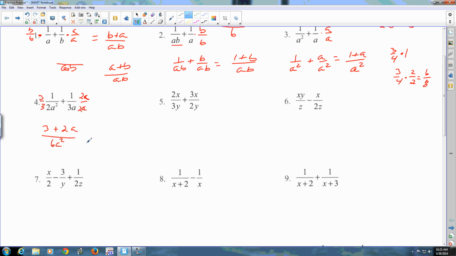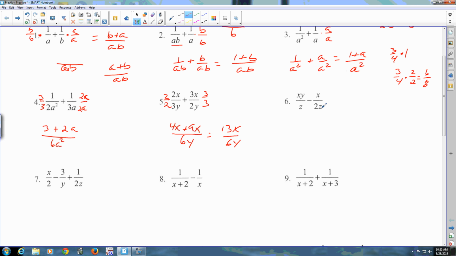Again, nothing can cancel. Right? Your LCD is just going to be 6y. What does this one need? It needs a 2/2. This one needs a 3/3. So you have 4x plus 9x, which make 13x over 6y. If something could cancel, then you could, but there's nothing in common here to cancel.